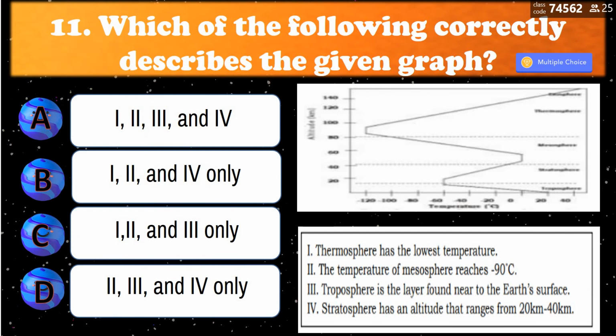Which of the following correctly describes a wind graph? 1. Thermosphere has the lowest temperature. 2. Temperature of mesosphere reaches negative 90 degrees Celsius. 3. Troposphere is the layer found near the Earth's surface. 4. Stratosphere has an altitude that ranges 20 km to 40 km. Very good. It's letter D. 2 and 3 and 4 only.